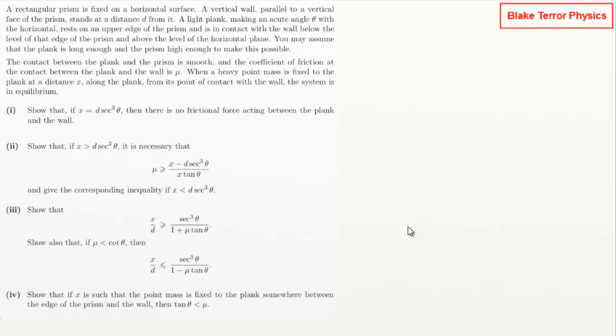Hello, this is question 9 from the Step 2 paper in 2022, and we've got some mechanics, which is a good thing. I do like a mechanics question, so it's good for me anyway. A lot of people don't like these, but we'll see how I get on with it all.